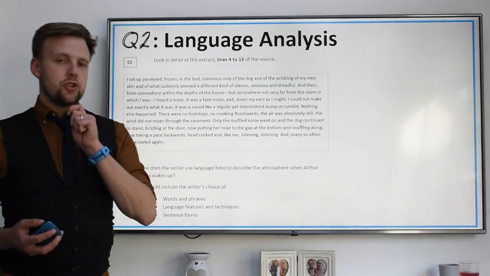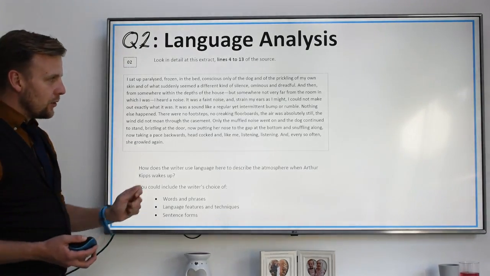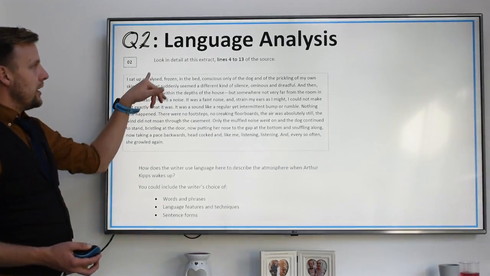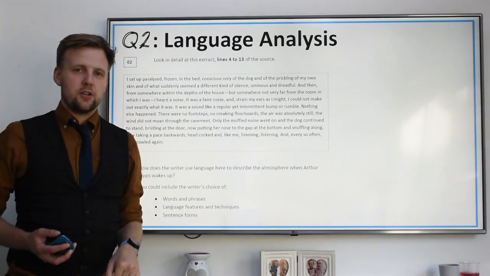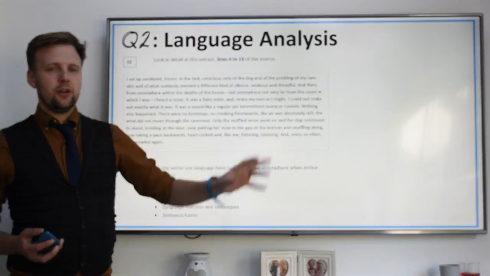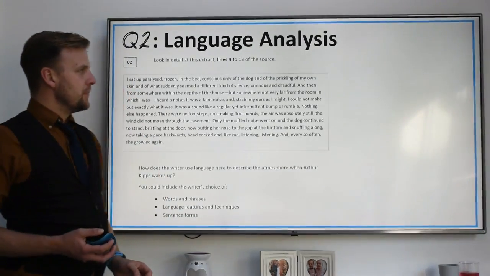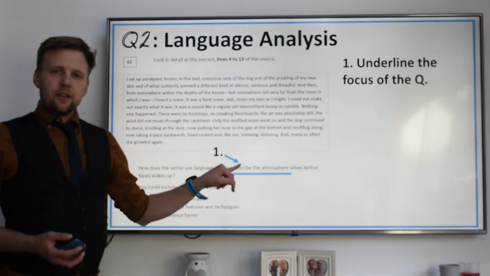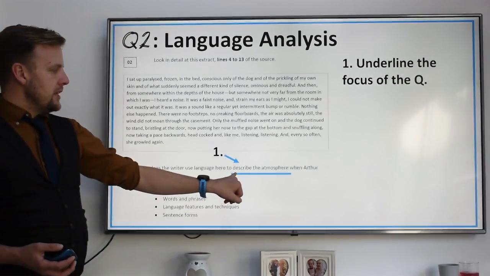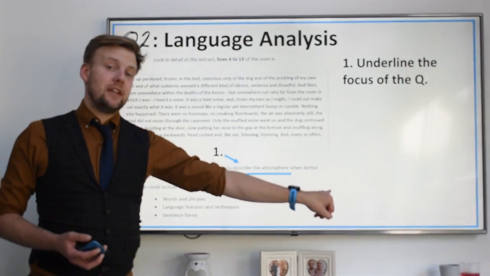Okay? Question 2. Question 2 looks like this then. This is our language analysis question. It will give you a little intro telling you which parts of source we're talking about, and then it will give you a little rich extract. Okay? First of all, underline the focus of the question. So all of our points need to come back to this, the atmosphere in this case.